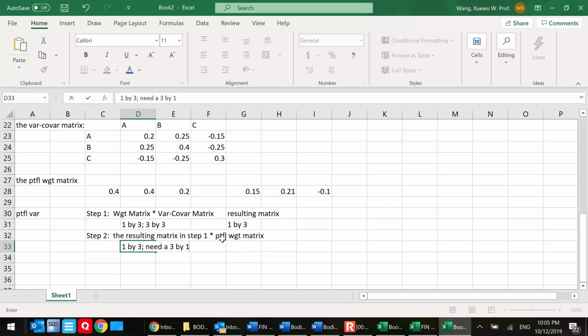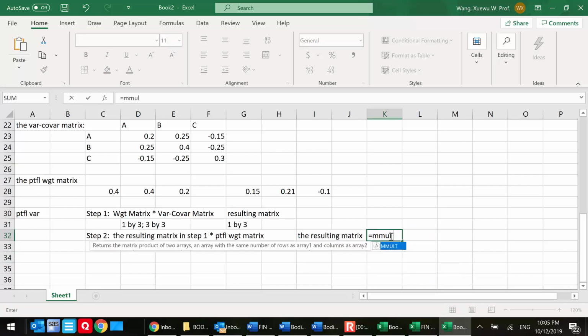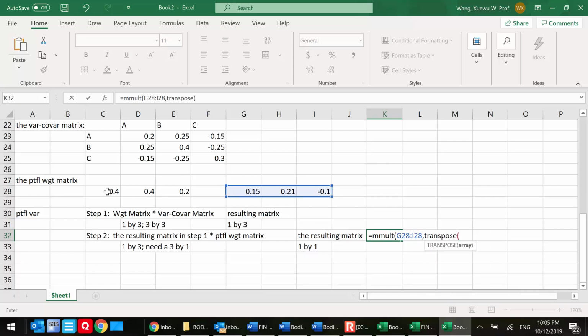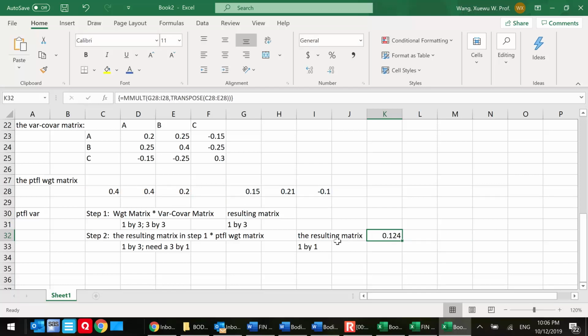That's why I know I need to transpose. If I transpose and do the multiplication, what's the dimension of the resulting matrix? It has the same number of rows as the matrix on the left, which is 1, and the same number of columns as the matrix on the right, which is 1 as well. So the resulting matrix is 1 by 1, which is actually a scalar. I take the resulting matrix from the first step and multiply it by the transpose of the weight matrix. Close the transpose, close the matrix multiplication, Control Shift Enter. That is your portfolio variance.